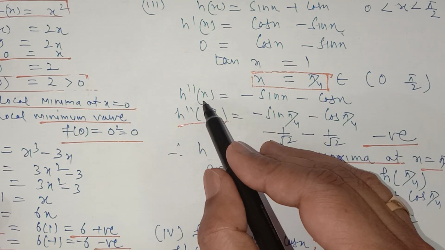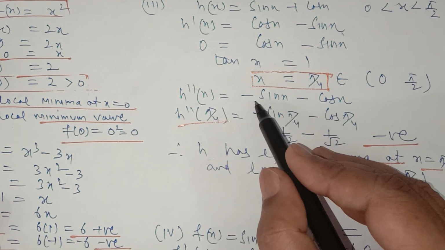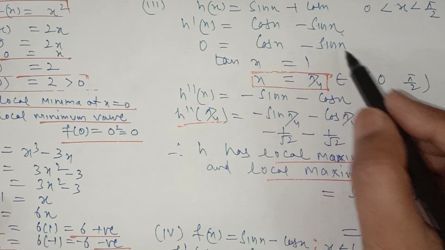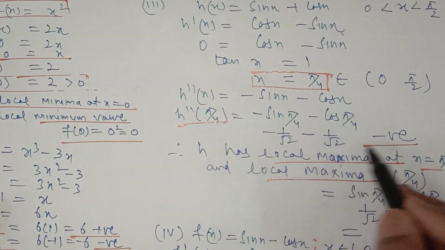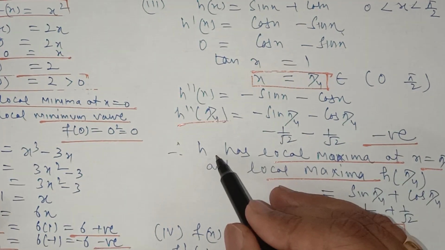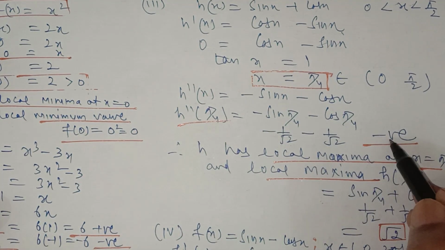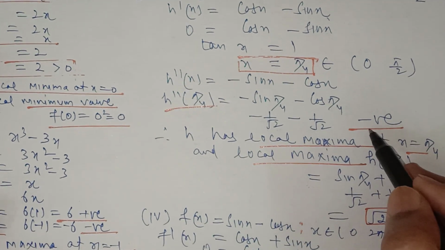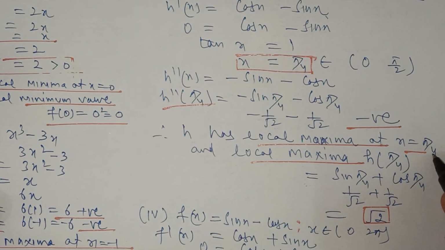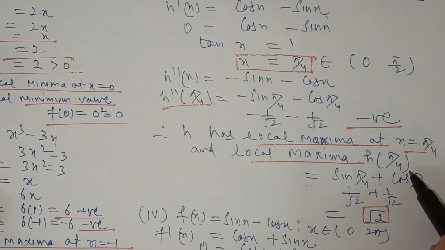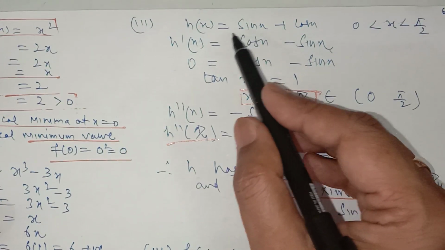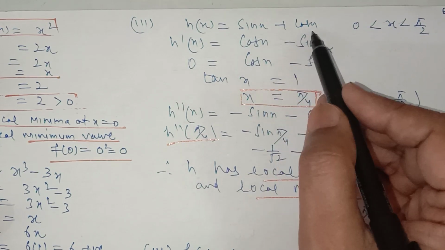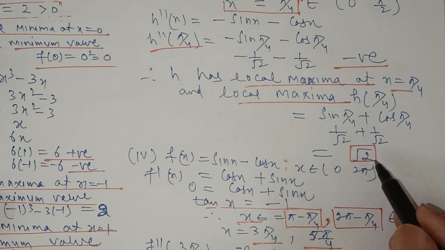Now find the second derivative, which is coming out to be minus sin x minus cos x. Replace the value of x equal to pi by 4 here, and it is coming out to be negative. So h has local maxima, because the second derivative is negative at x equal to pi by 4, and the local maximum value will be obtained by putting x equal to pi by 4 in the original function, that is h(x) equals sin pi by 4 plus cos pi by 4, which is the local maximum value.